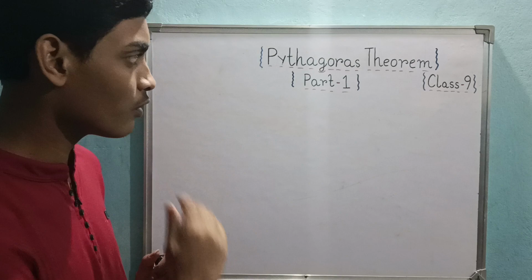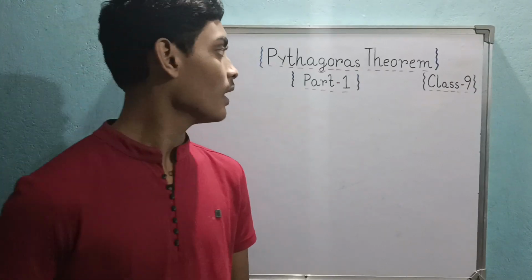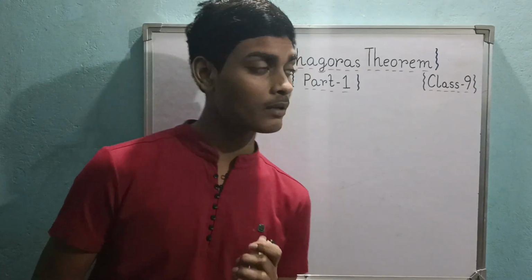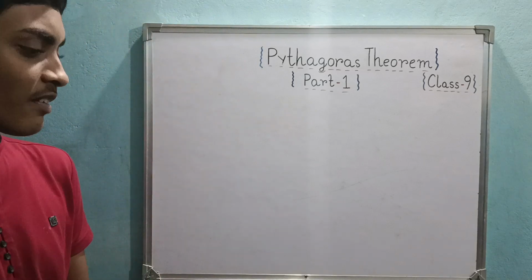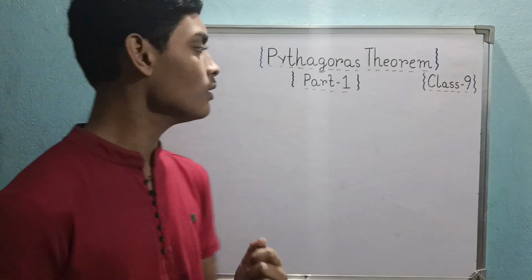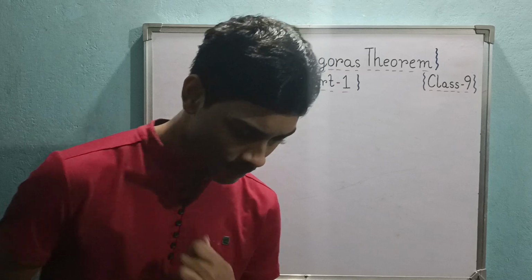So as you can see, today's video is for my little friends of class 9. And the topic is a new one. This is a new chapter for class 9. After completing rational and irrational numbers, this is the one. It is Pythagoras theorem, okay?